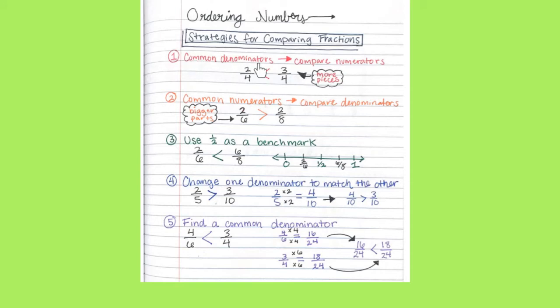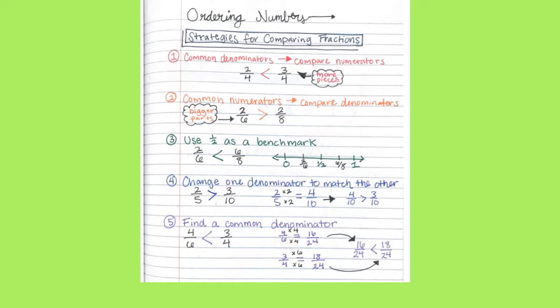Here are 5 other strategies to compare fractions. If we have common denominators, we can compare the numerators. 2/4 is less than 3/4 because 3/4 has more pieces. If we have common numerators, we can compare the denominators. If we cut a pie into 6ths, it would have bigger parts than cutting a pie into 8ths. So 2/6 must be greater than 2/8.